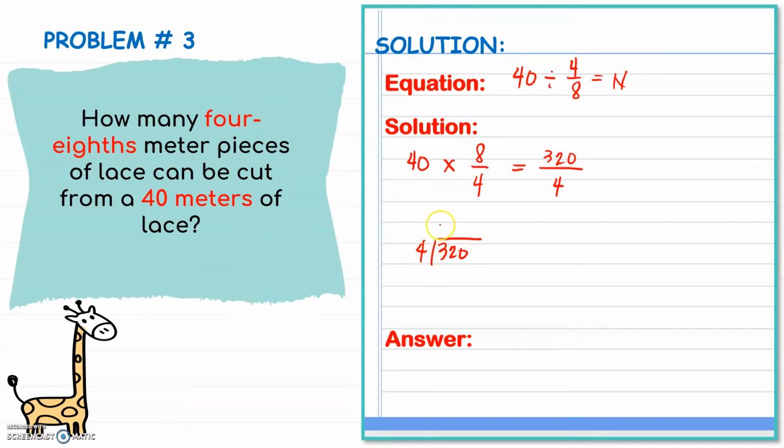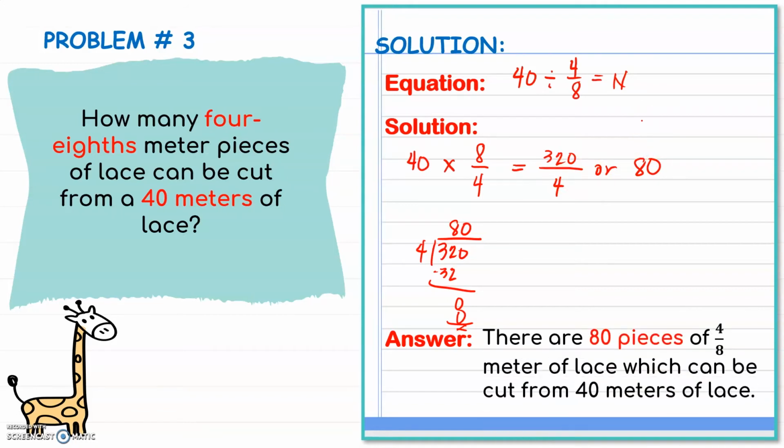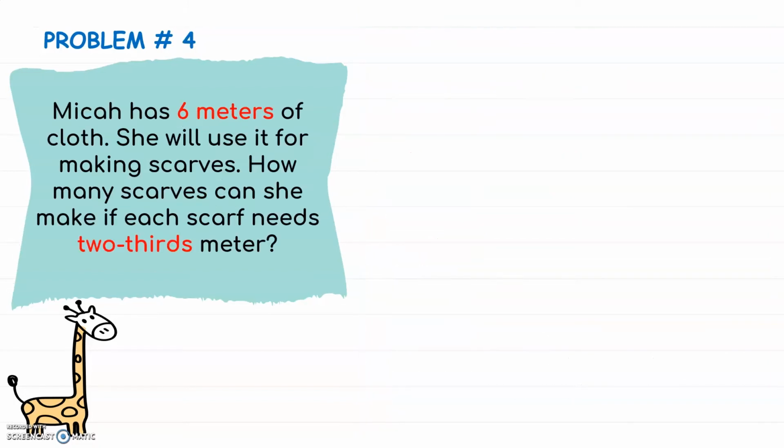3 divided by 4 is 0, so let's include the next digit. 32 divided by 4 is 8, and 8 times 4 is 32. Then we bring down 0. 0 divided by 4 is 0, and 0 times 4 is 0, so there's no more remainder. That means 320/4 is simplified as 80. That means there are 80 pieces of 4/8 meter of lace which can be cut from 40 meters of lace.